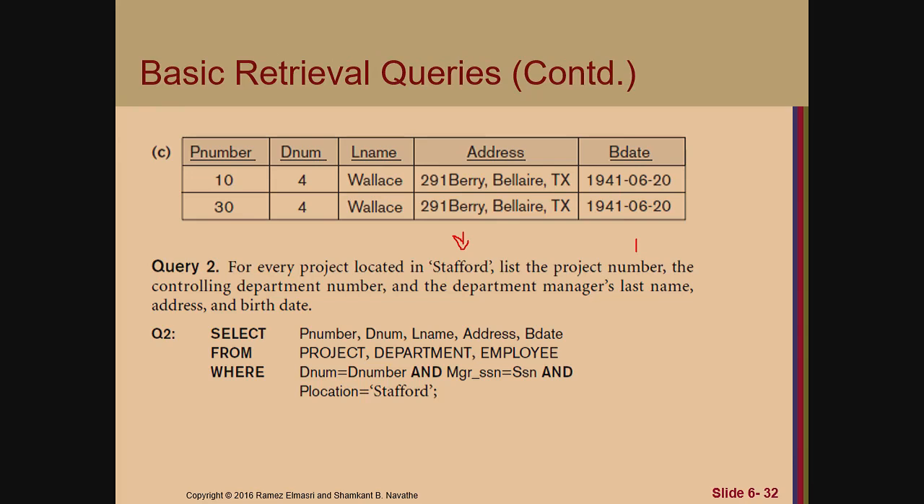At first, set forth what they want to show. The project number, okay. The controlling department number. The department manager's last name, the third one. And also the address, the fourth one. And birth date, the fifth one. Okay. Project number belongs to what? The first thing, located. Every project location is in which table?